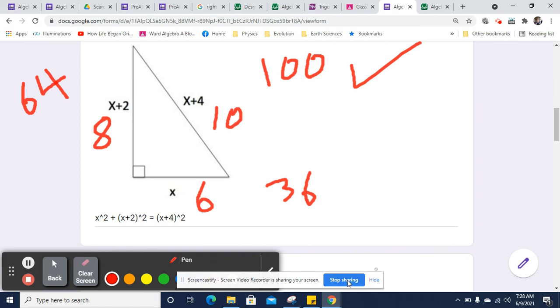And this was, in fact, one of the types of problems that is in quadratics level 17.